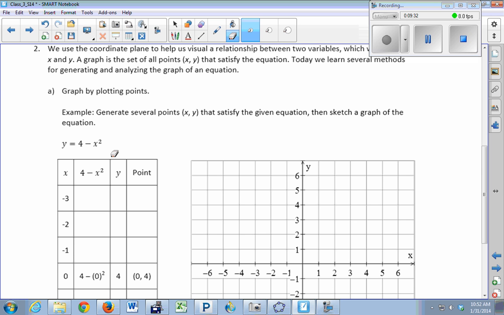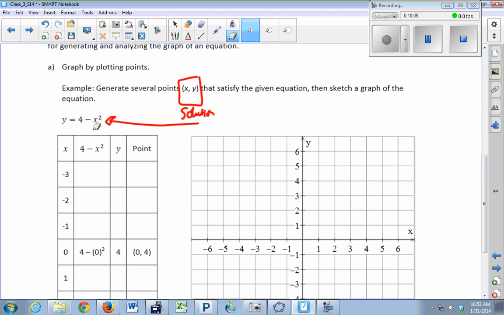So the key idea here is that every single point that satisfies this equation is also called a solution to the equation. The graph represents your infinite solution set because there's not 1 or 2 or 3 or 4 or 5 or 6 or 7 solutions. There's an infinite number. So when you connect your points with a curve, you're showing all the possible solutions for that equation.